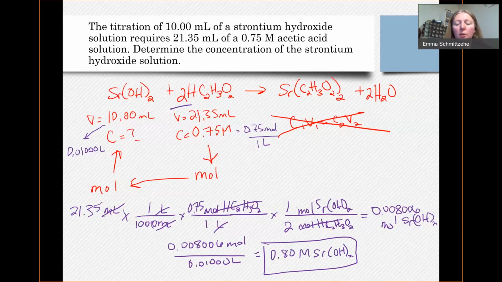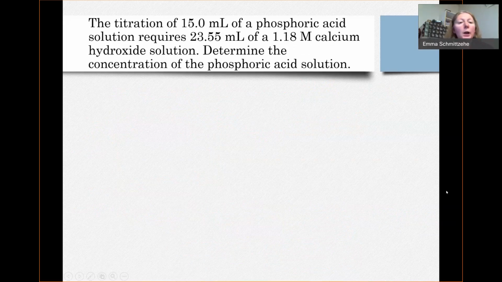So that's a titration calculation. It is just a solution stoichiometry calculation. Okay, it just sounds like it's more difficult, but it's not. It's the same thing. Okay, so let's see. Let's do one more. So this one, we've got the titration of 15 milliliters of a phosphoric acid solution, and it requires 23.55 milliliters of a 1.18 molar calcium hydroxide solution. And I want you to determine the concentration of the phosphoric acid solution.